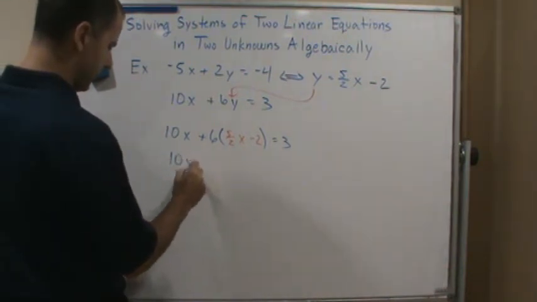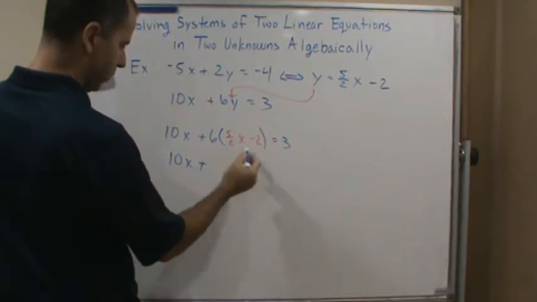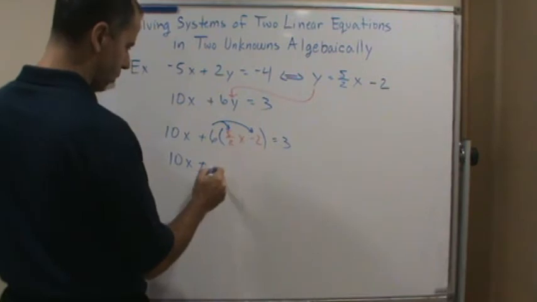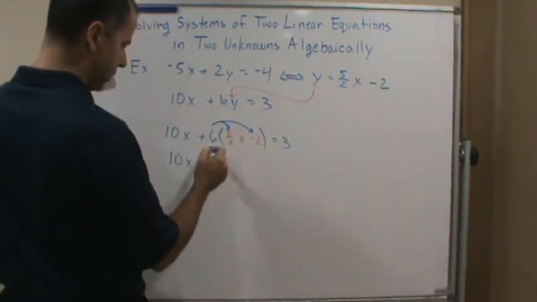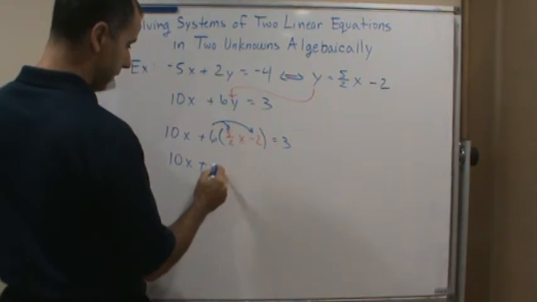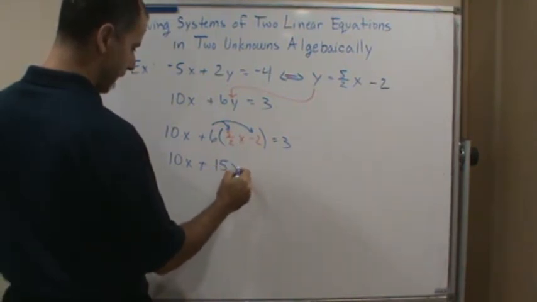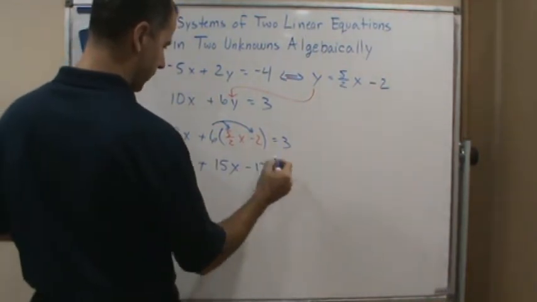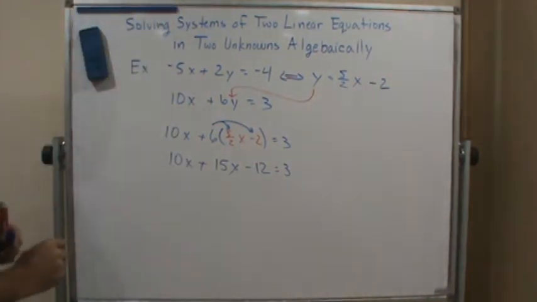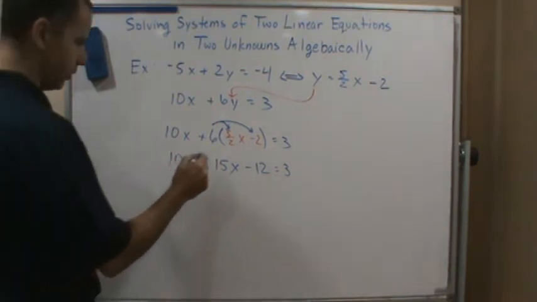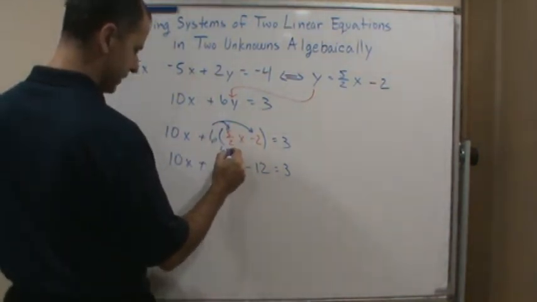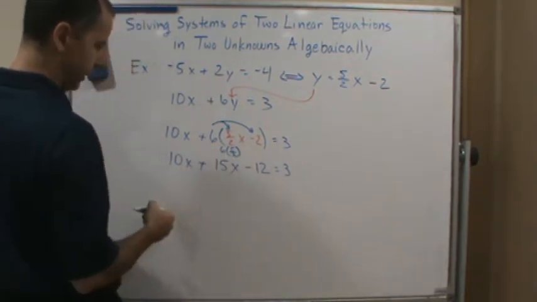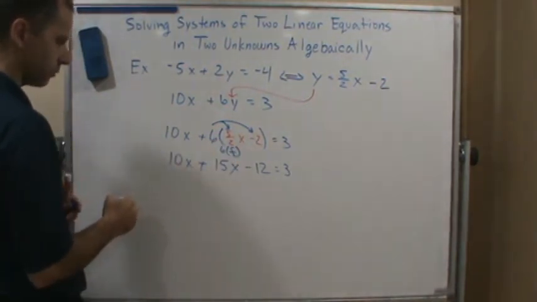So I get 10x plus, and I'm going to distribute, right? So I got to distribute the 6. And so this is going to give me what? 6 divided by 2, which is 3. So 3 times 5 is 15. So this is going to give me a 15x minus 12 equals 3. Okay? And again, if you don't see it, this is 6 times 5/2. So 6 divided by 2 gives you the 3. And then 3 times 5 is 15.